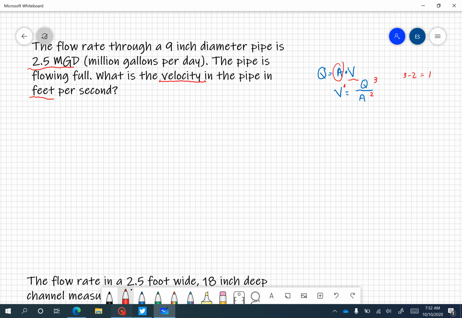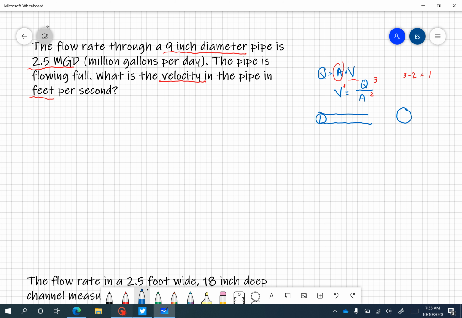First thing I'm going to do is calculate area, and I'm given a 9-inch diameter pipe. Well, guess what? I've got to convert that somehow into square feet. Okay, 9-inch pipe, 9 inches in diameter. Again, it doesn't matter how long the pipe is, I'm only trying to calculate the area of the circle, which would be a cross section of the pipe.